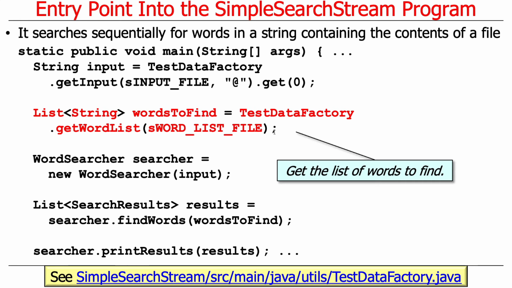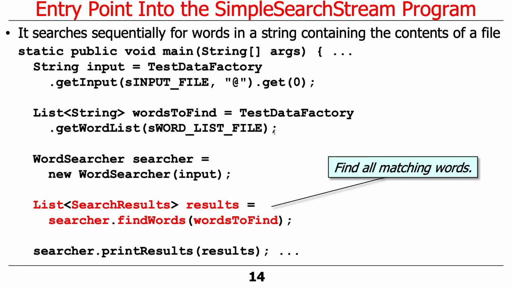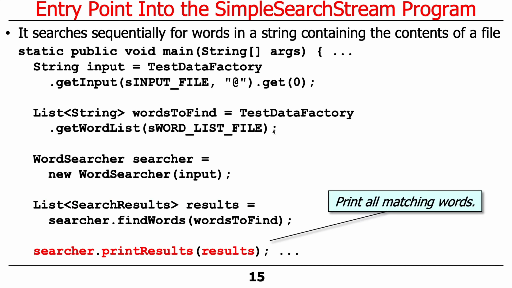We then create ourselves an object called a word searcher, and we take the input, which is this string that contains the lyrics, and we wrap a word searcher around it. We'll take a look at what a word searcher is in a minute. And that will be used to search for the words, as the name implies. Then down here, we say searcher, find words. We give it the list of words to find, which of course is a list of strings. And it gives us back a list of so-called search results. Search results just keep track of where the word appears, if anywhere. So we get a list of search results, and then we print those search results. So that's the driver program.